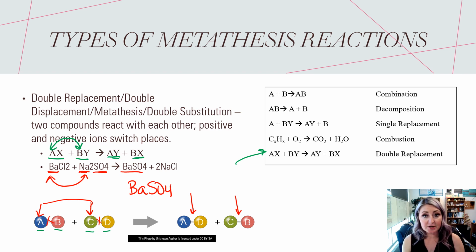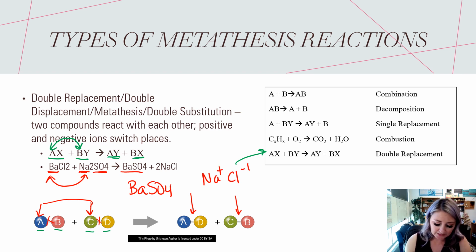And I'm going to double check my charges with my cation and my new anion just to make sure. Sodium is now going to be with chlorine. Chlorine has a -1 charge, sodium has a +1. Opposite but equal, no subscript is necessary. Okay, and my final step will be to balance the reaction.